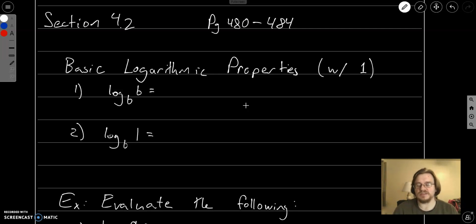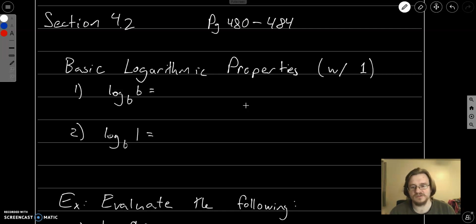We'll be looking at some basic properties of logarithms in this video along with graphs of logarithms. And so to start with, we want to look at some basic properties. So to begin with, when we're looking at log base b of b, we should remember how this works.